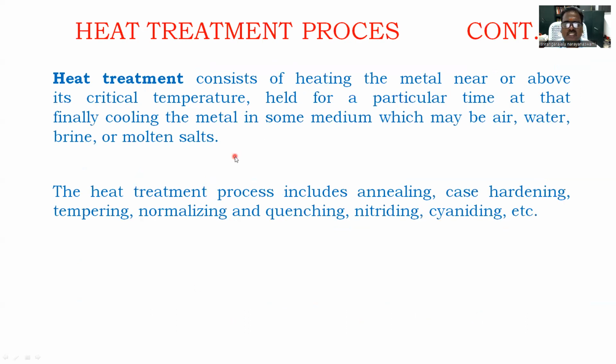So heat treatment consists of heating the metal near or above its critical temperature, holding for a particular time, and finally cooling the metal in some medium, which may be air, water, brine, or molten salts. The heat treatment process includes annealing, case hardening, tempering, normalizing, quenching, nitriding, cyaniding, etc.